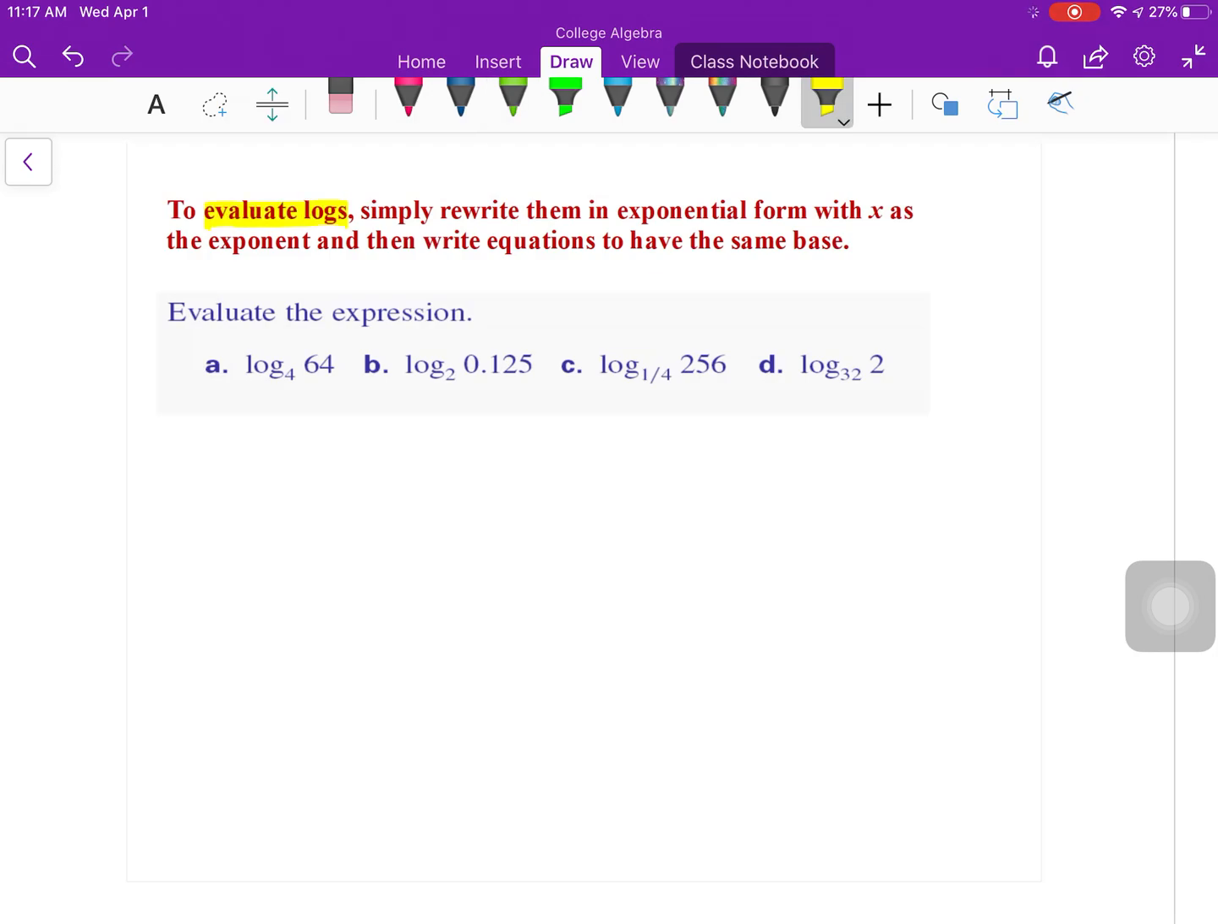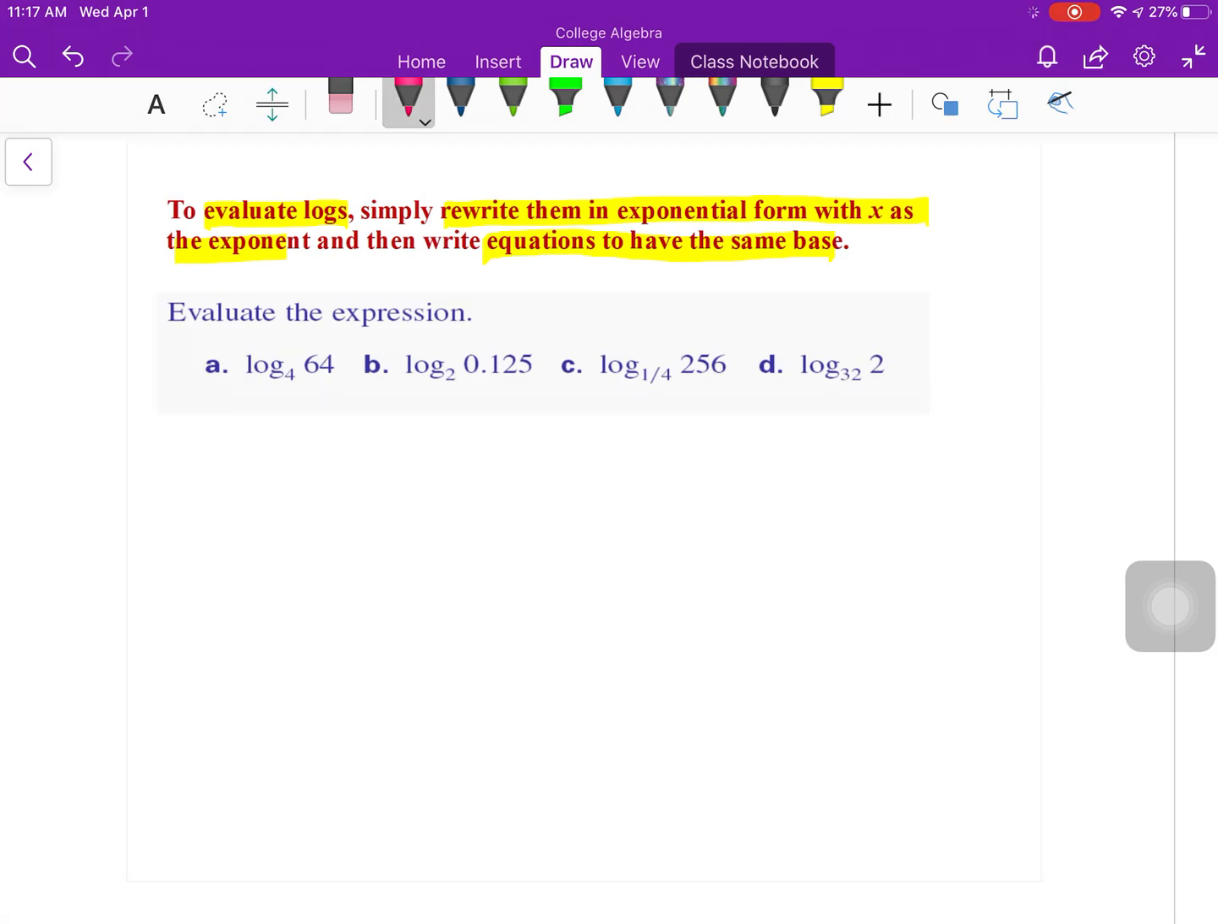Remember, when you are evaluating logs, rewrite them in exponential form with the x as your exponent. Then you want your equations to get the same base, and your exponents will then be equal.